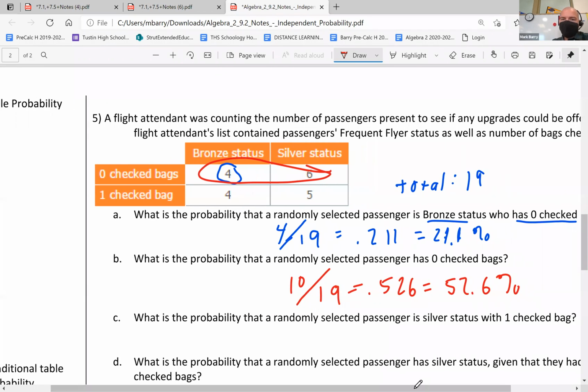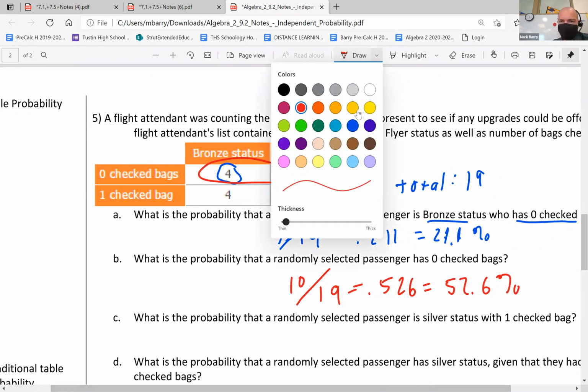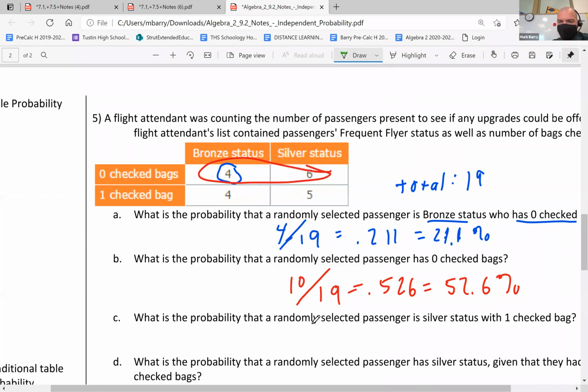All right, next question. What is the probability that a randomly selected passenger is silver status with 1 checked bag? Okay, so now they give us 2 stipulations again, kind of like part A. So silver status with 1 checked bag. I think that would just be those 5 people right there, still out of the total of 19.